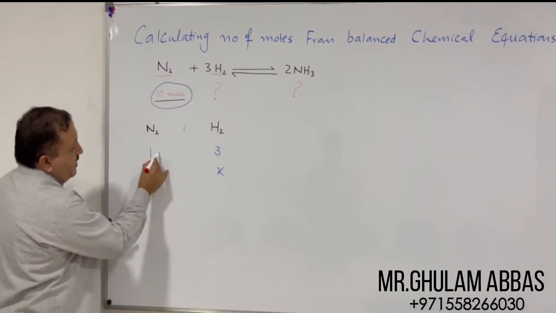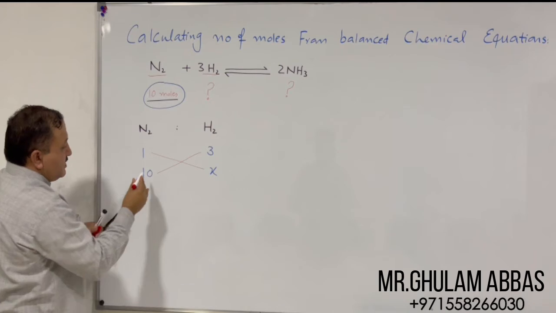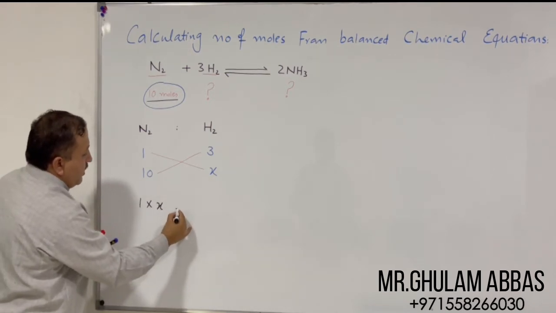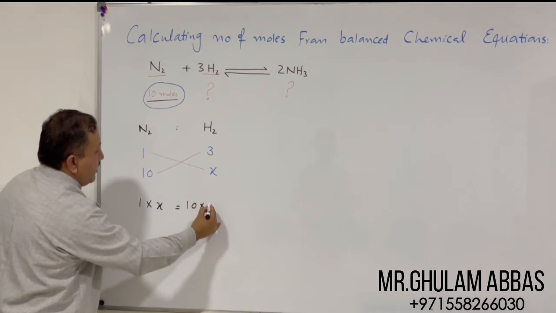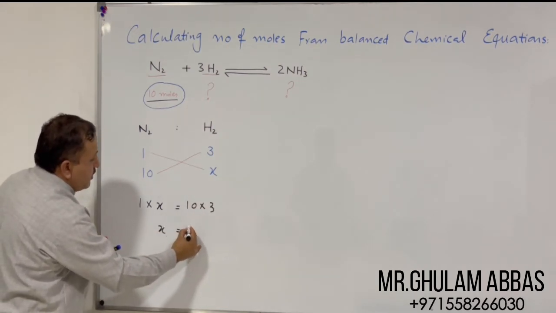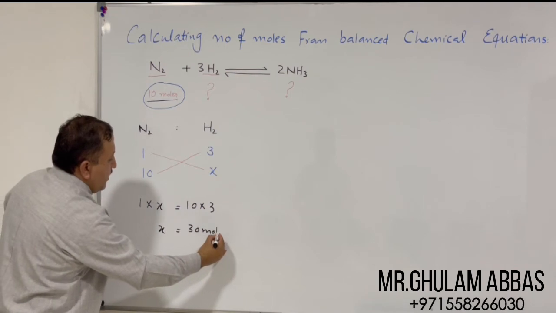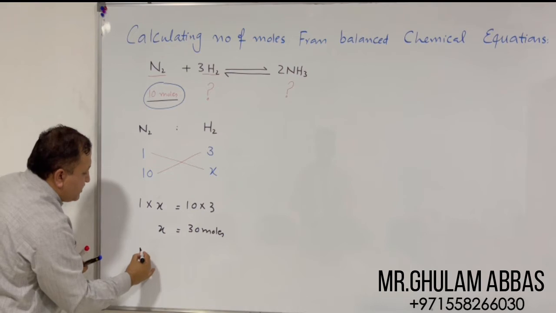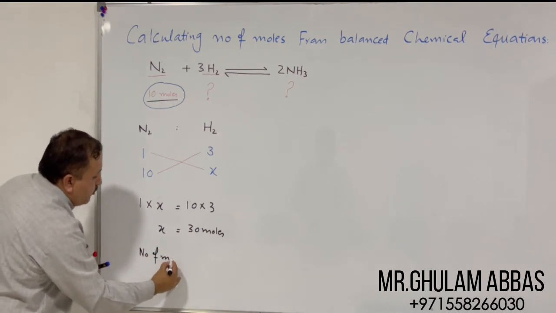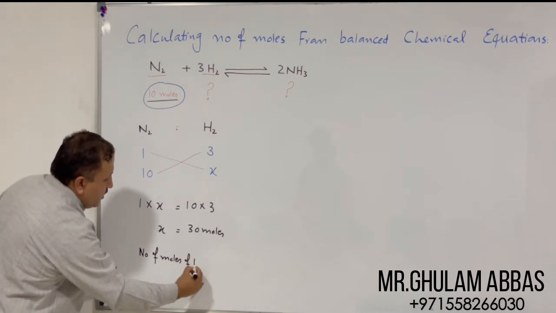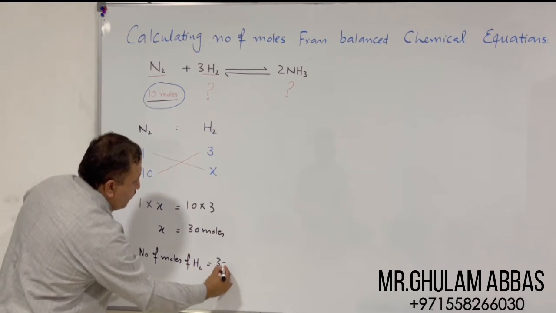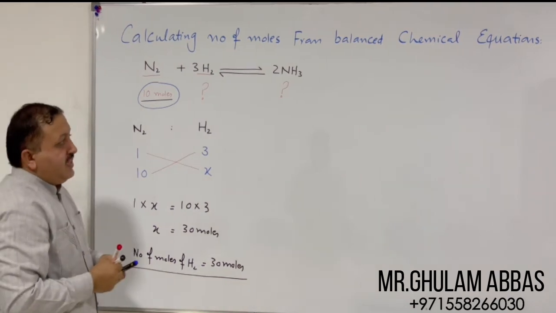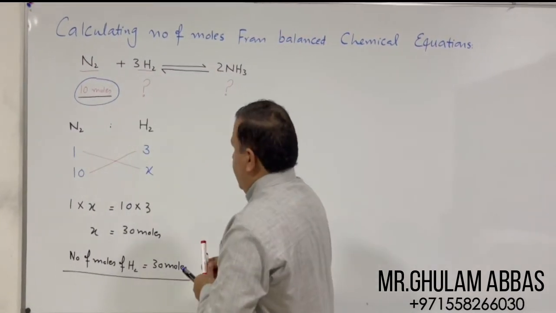In cross multiplication, simply I will use 1 into x is equal to 10 into 3. So x is equal to 30 moles. And x is the number of moles of hydrogen. So our answer will be number of moles of H2 will be equal to 30 moles. This is the first part.